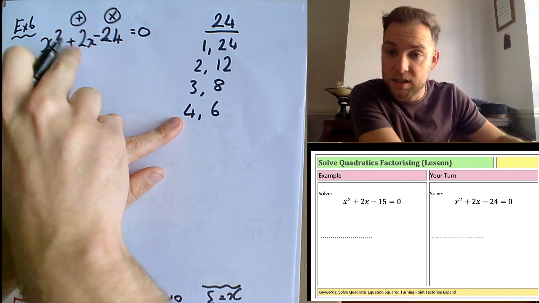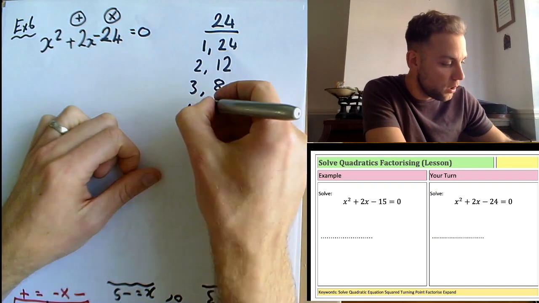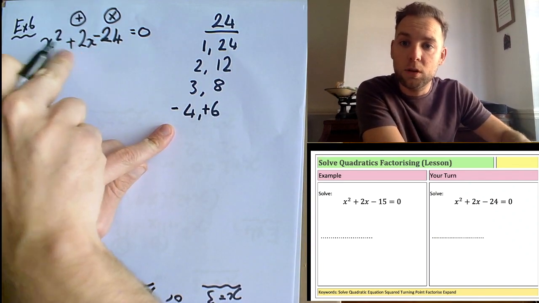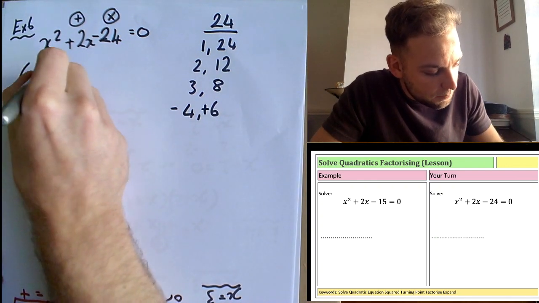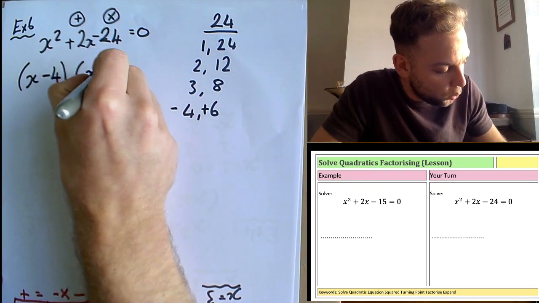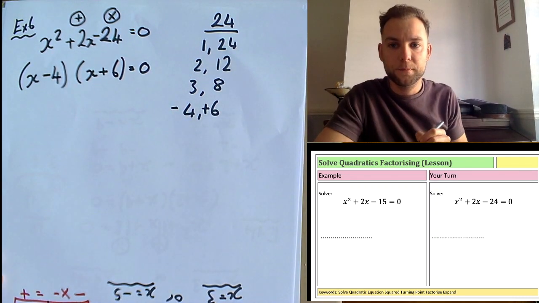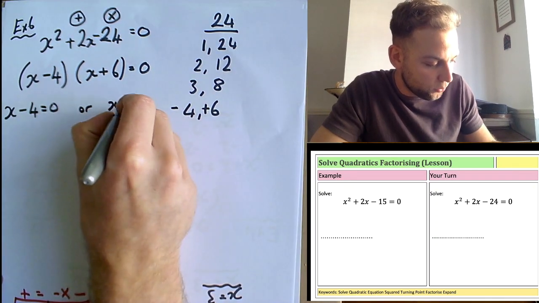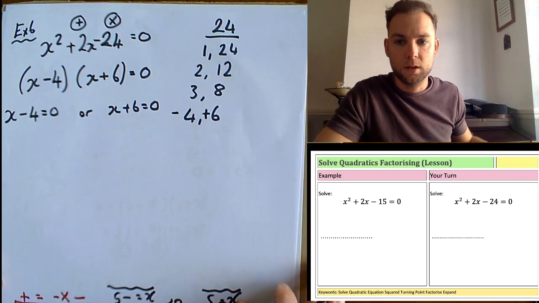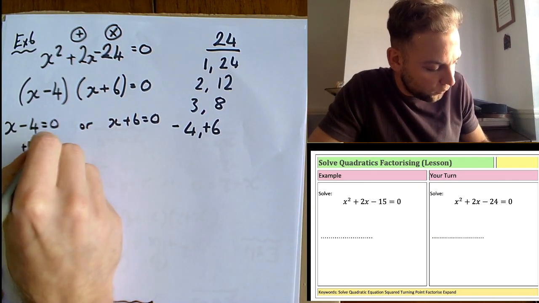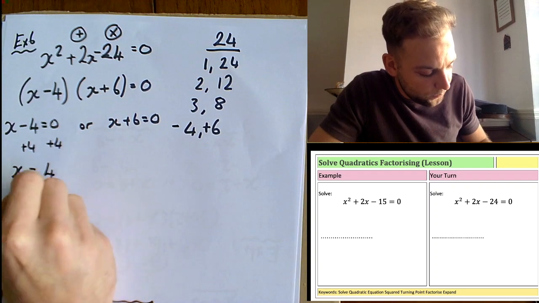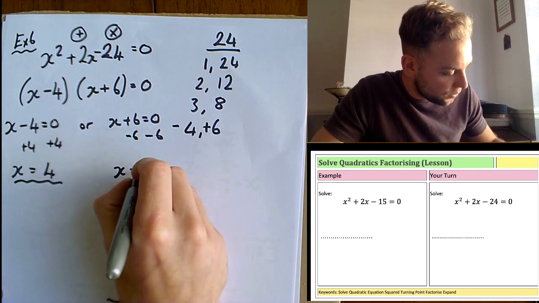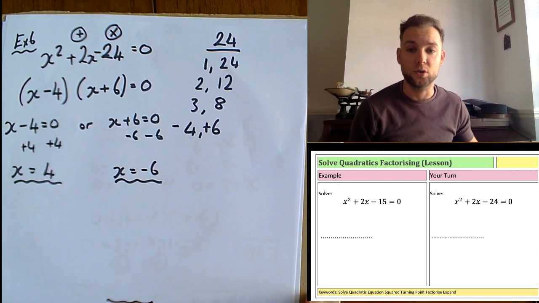I don't want minus 2, I want positive 2. So it's going to be plus 6 minus 4, because 6 take away 4 is 2. So, x minus 4, x plus 6 is equal to 0. So then I know that x minus 4 is equal to 0, or x plus 6 is equal to 0. So, plus 4 plus 4, x is equal to 4. Minus 6 minus 6, x is equal to negative 6. And then there are your two solutions.